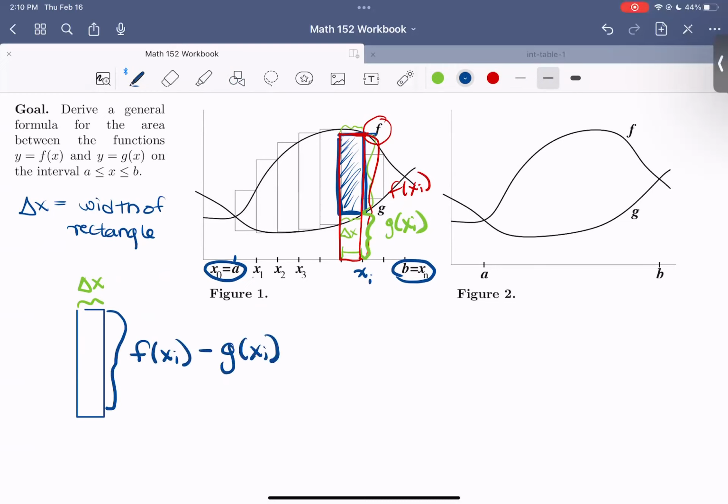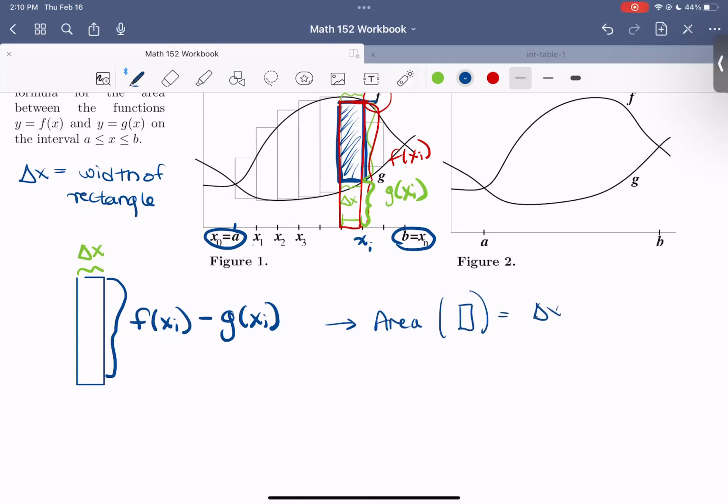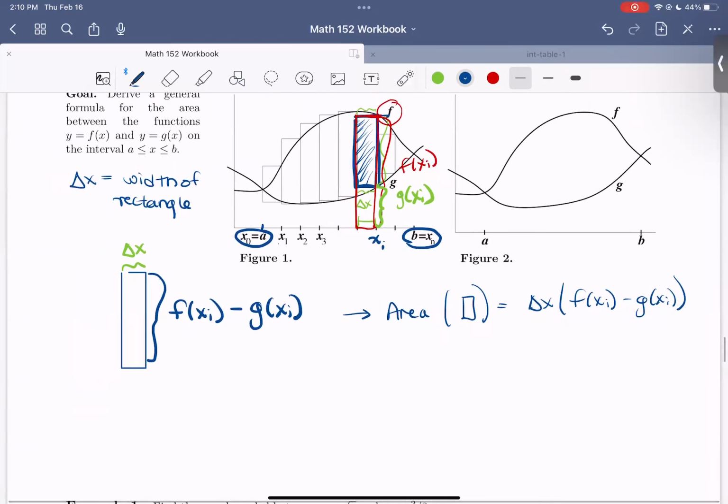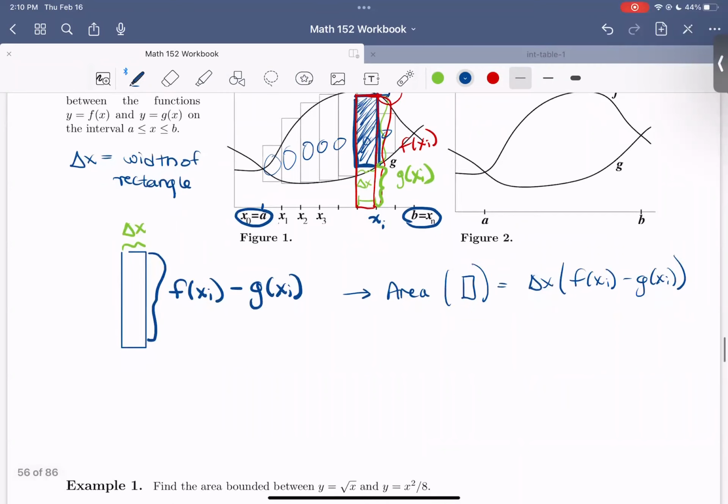Okay, so the area then of this one rectangle would look like the following. Area of one rectangle would be delta x times f of x sub i minus g of x sub i. So then if we want to do this, not just for one rectangle, but all of these i rectangles that we have making up the area between these two curves, then we need to add up all of these areas. So what would that look like?